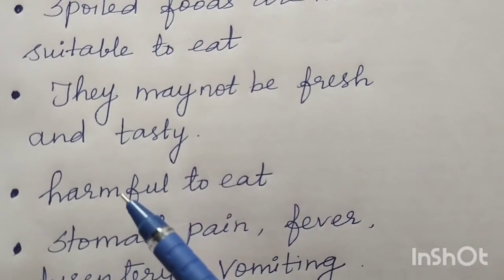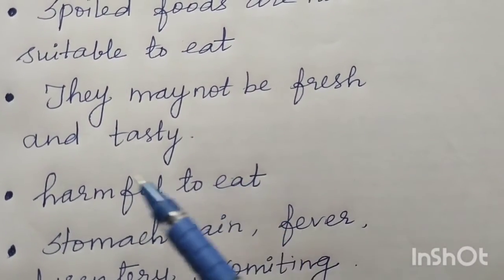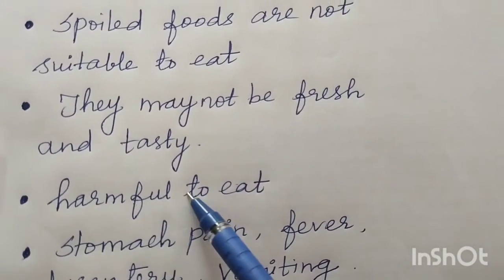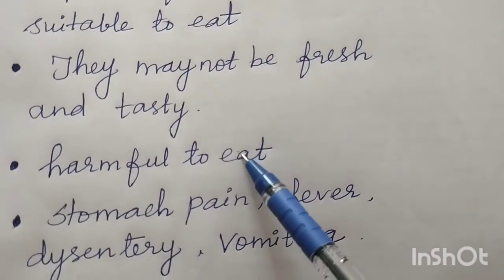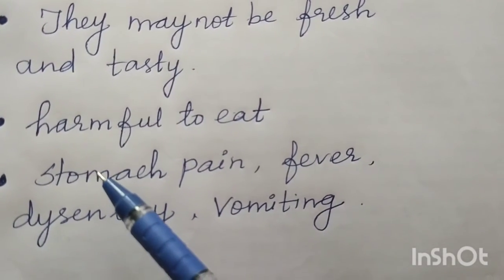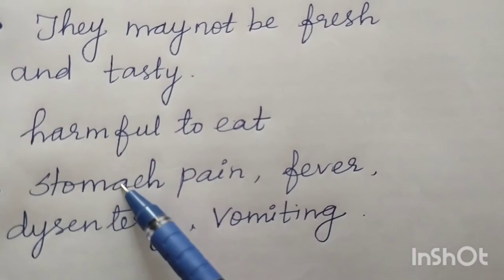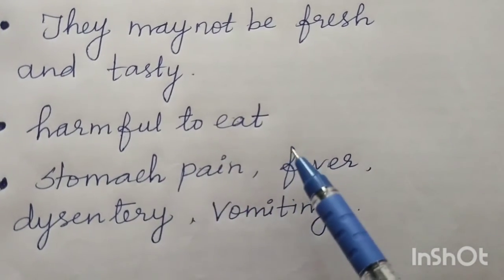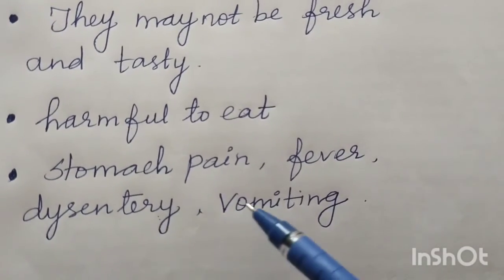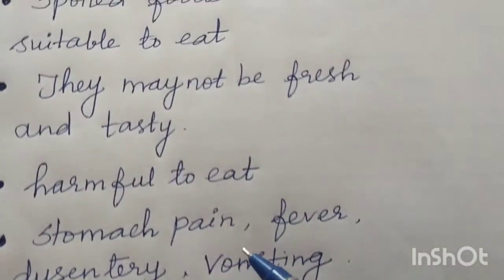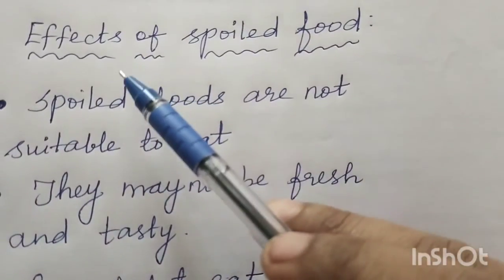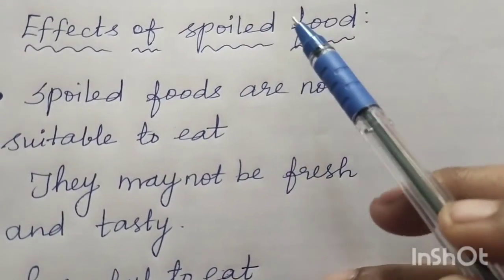Okay, next, it is harmful to eat. Harmful means dangerous. It is dangerous to eat. Next, the spoiled food causes stomach pain, sometimes fever. Dysentery means loose motion, and vomiting also. So these are the effects of eating spoiled food items.